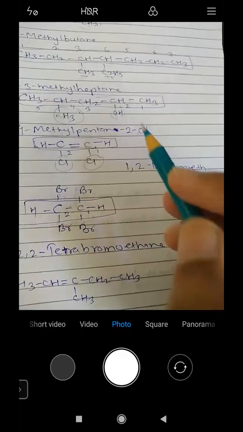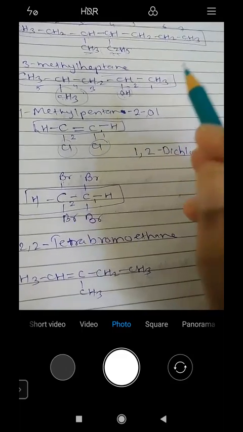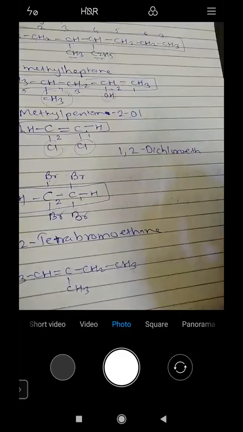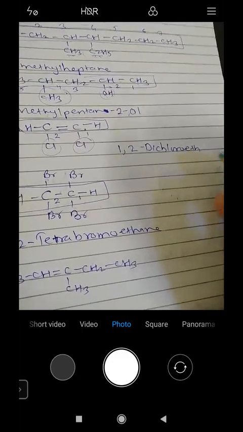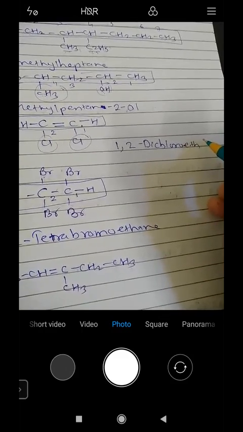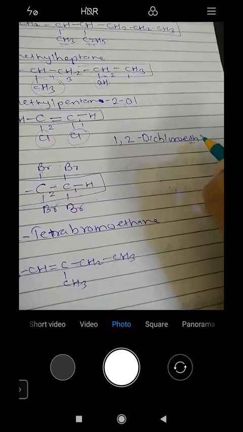So if you see a double bond or triple bond in any compound, what will you do? Instead of alkane, you will write alk. Alk means what? Instead of ethane, I have written eth. Propane, prop. Butane, but, and so on like this. So eth I have written.